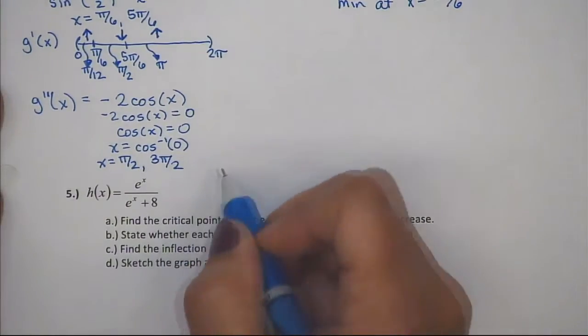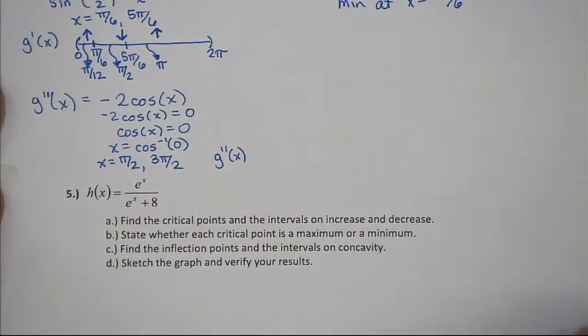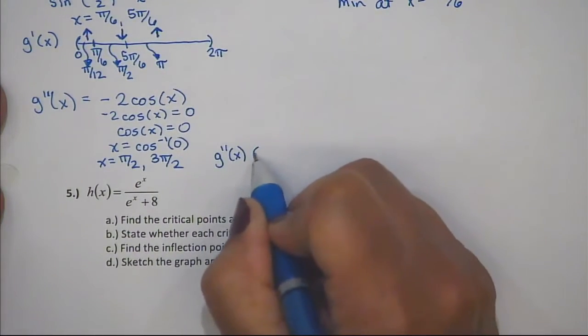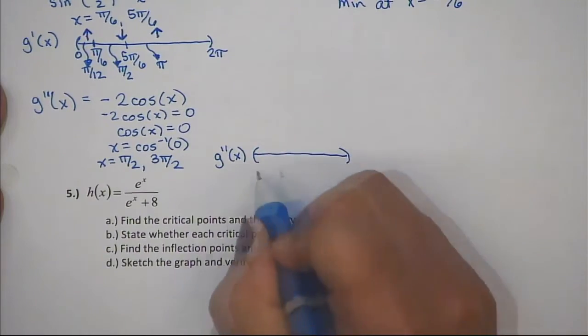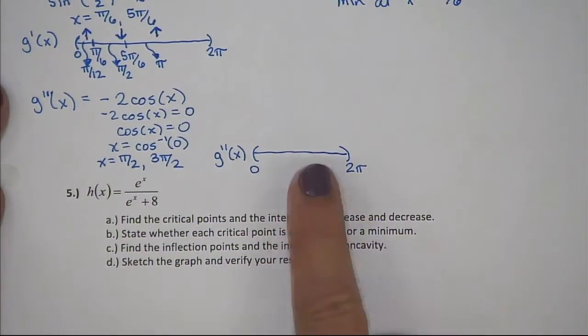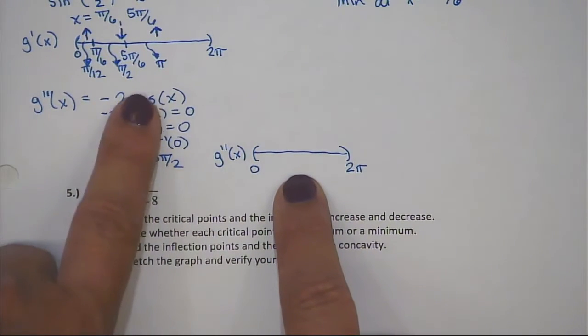All right, so we're going to do the same thing. We need another number line, and I'm running out of room, so I'll do that over here. This time we're testing the second derivative, so I'm going to put g double prime. Because where do I test these points? These points are now getting tested in this function.